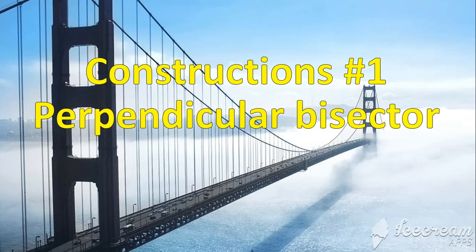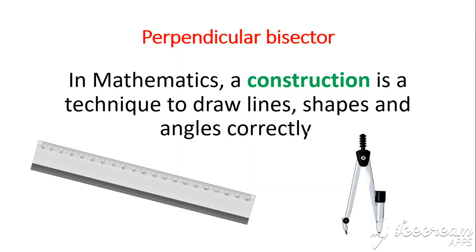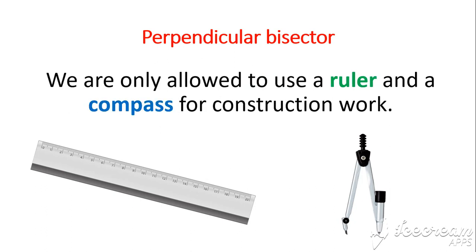In this first video, we're going to learn about perpendicular bisectors. Now, in mathematics, a construction is a technique to draw lines, shapes, and angles correctly. As you progress through the construction world, you learn to draw all sorts of geometric designs and shapes, which is quite cool. We're only allowed to use a ruler and a compass for construction work. We're not allowed to use a protractor. You are allowed a pencil, but not a protractor to help you draw angles. So we're only using rulers and compasses.